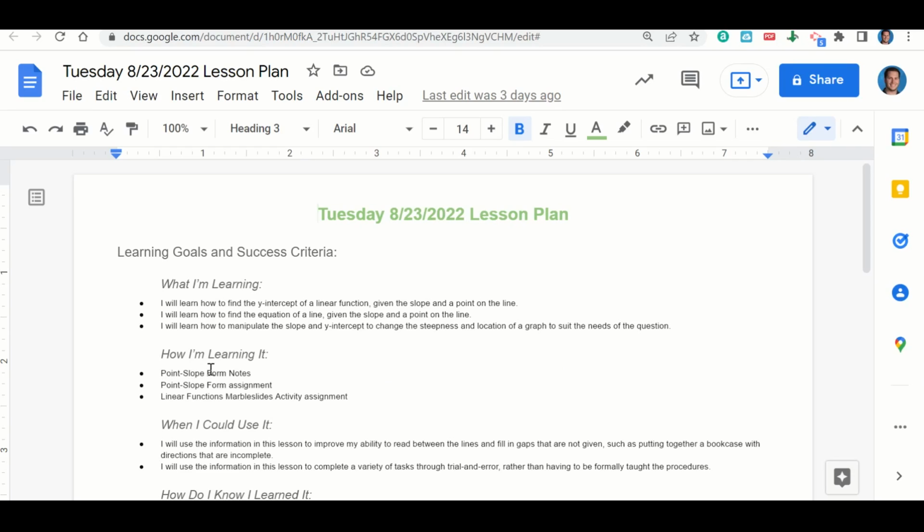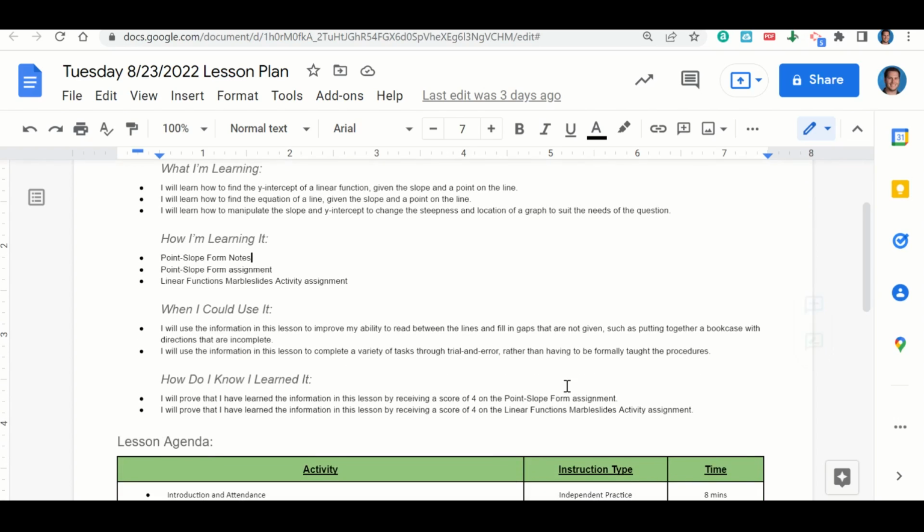How are we learning it? Through the point-slope form notes and the point-slope form assignment, as well as the linear functions marble slides activity assignment. When can we use this? To improve your ability to read between the lines and fill in gaps that are not given, such as putting together a bookcase with directions that are incomplete, and to complete a variety of tasks through trial and error rather than having to be formally taught the procedures.